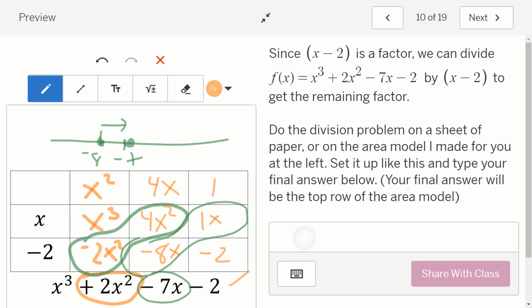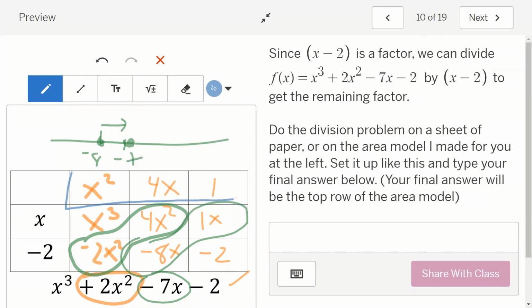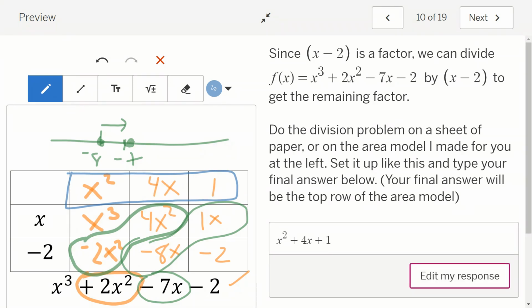All right, so coming over here to type in my answer, remember that we are looking at the other factor. So what we are looking for is x squared plus 4x plus 1. And you can click to share that with the class so you can see what everybody else did. We'll do that in class. Okay, on to the next.